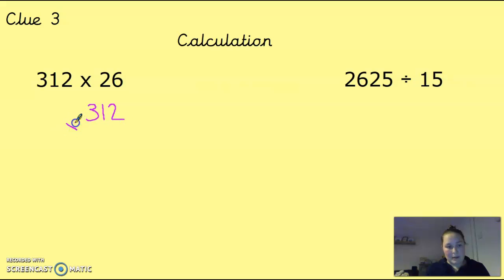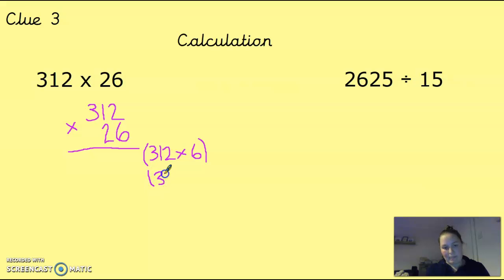I'm going to line it all up in the right place, line up my 10s and my 1s. And then I'm going to multiply each digit by 6 and then each digit by 20. So if you remember last week, we'd have 312 times 6 as my first row, and 312 times 20 as my second row. And then we work through and multiply. So I'll just quickly show you how to do it in case you've forgotten, because in clue number 3, you're going to have a couple of multiplications.